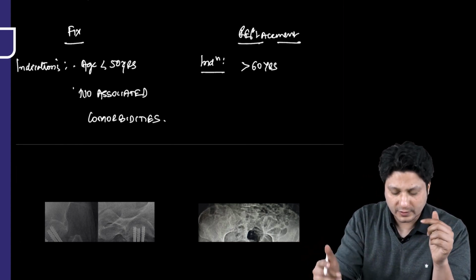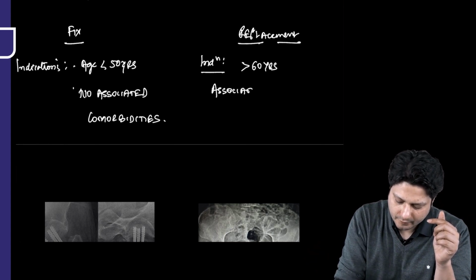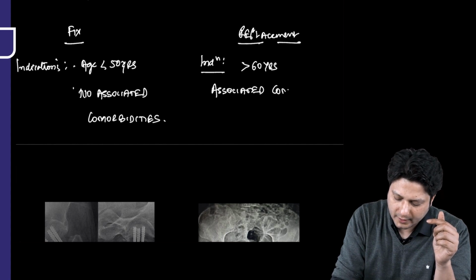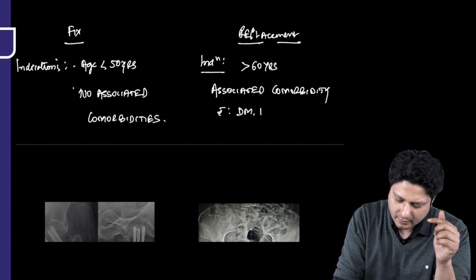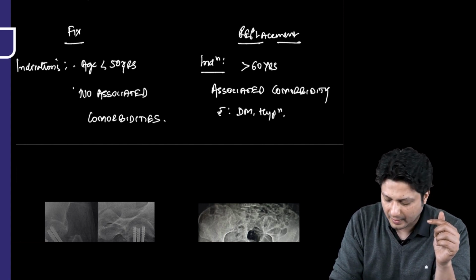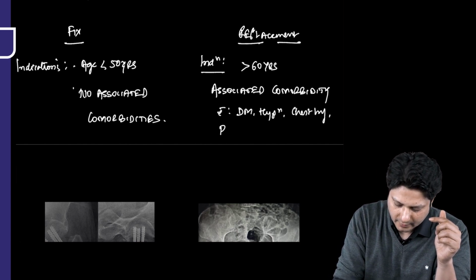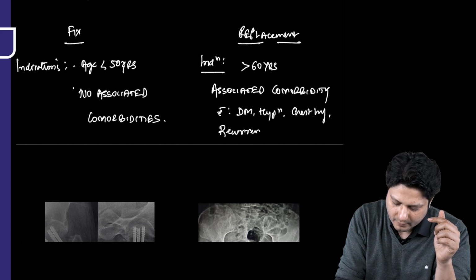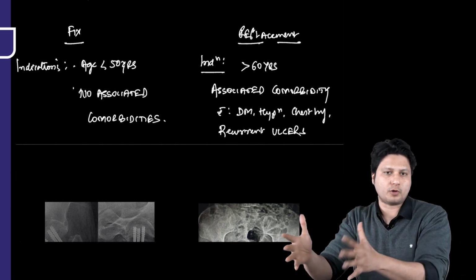So the indications are more than 60 years, or an associated comorbidity like diabetes mellitus, hypertension, apart from this chest infections, and then recurrent ulcers. So all these are considered to be the associated comorbidities which require replacement as the primary mode of management.